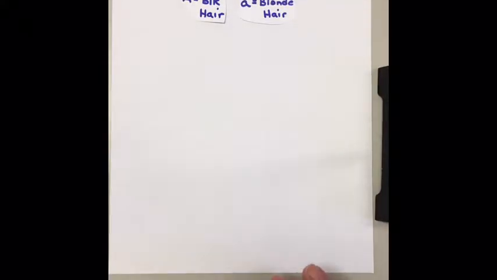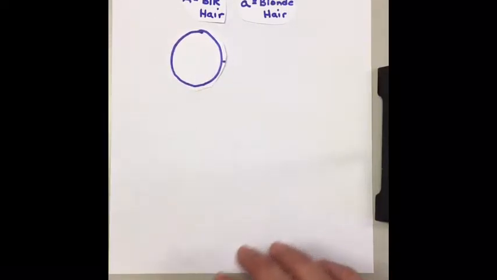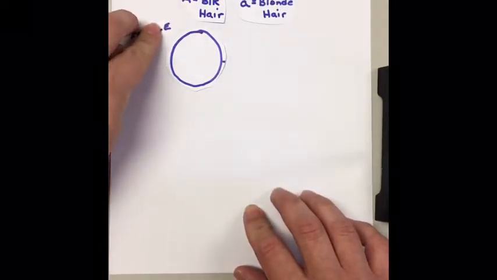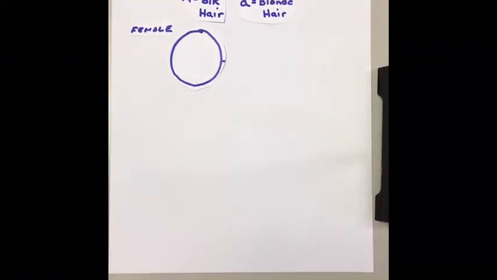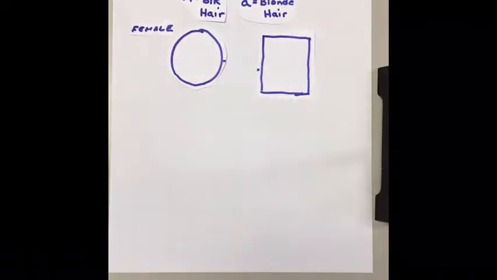hair. Okay? Now, in a pedigree chart, you use circles to represent females. Okay, so this circle represents a female, and the square represents a male.